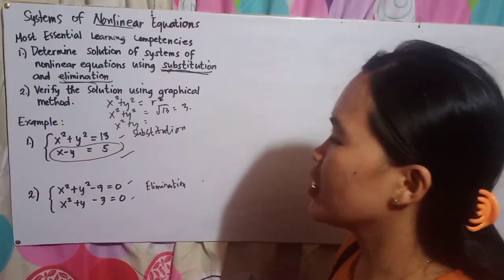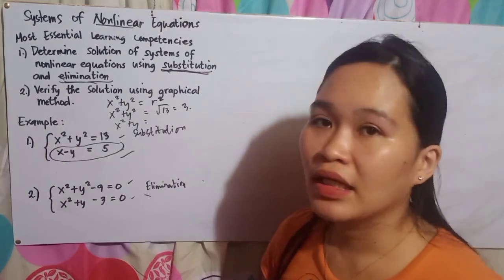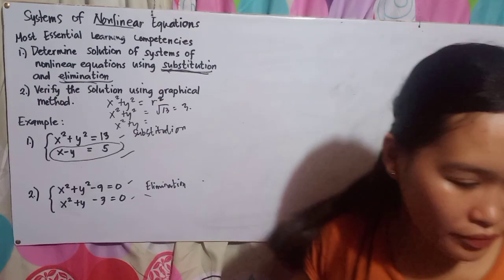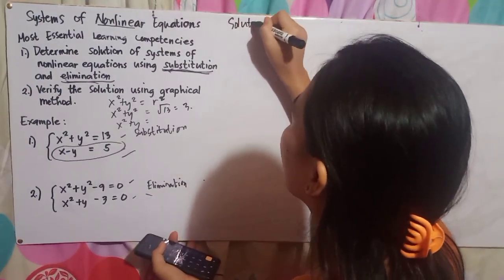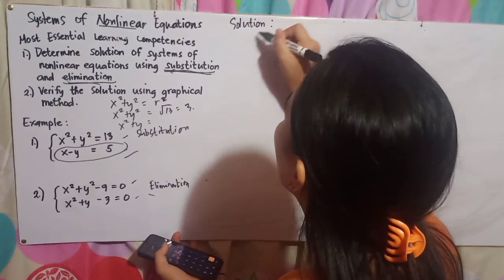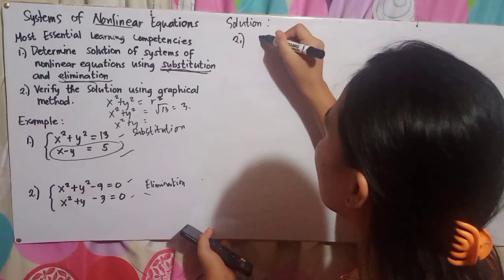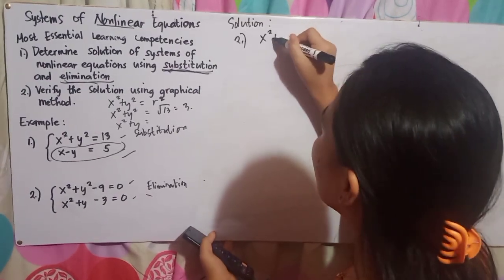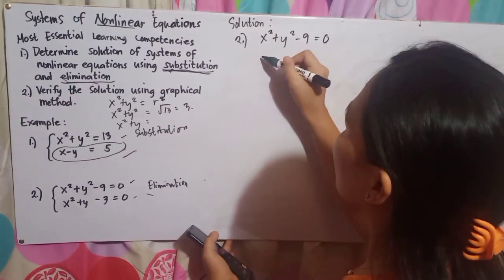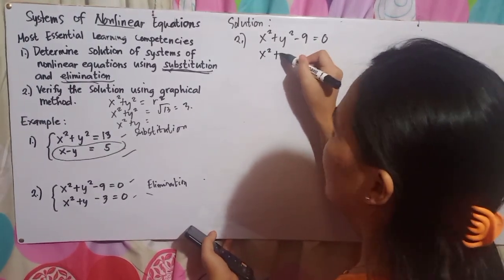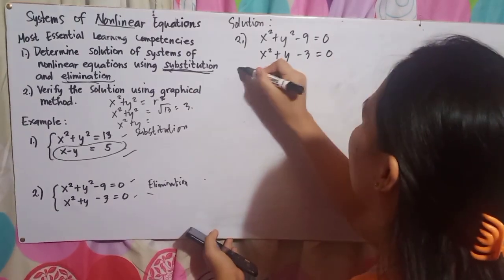So, let's proceed to example number 2. We will use the elimination method. Solution for number 2. The given is x squared plus y squared minus 9 equals 0, and x squared plus y minus 3 equals 0.